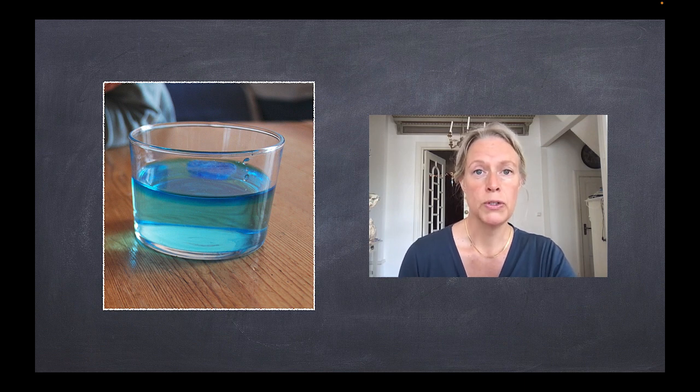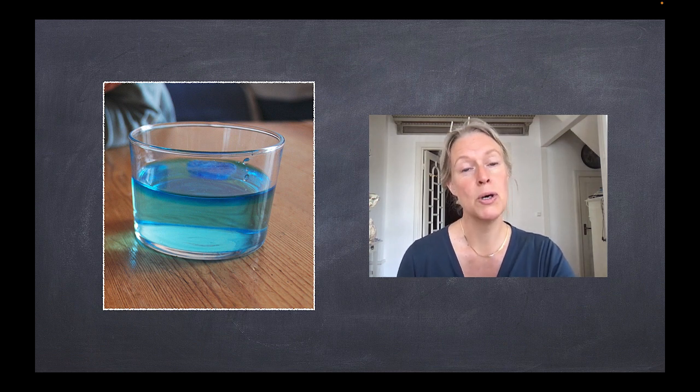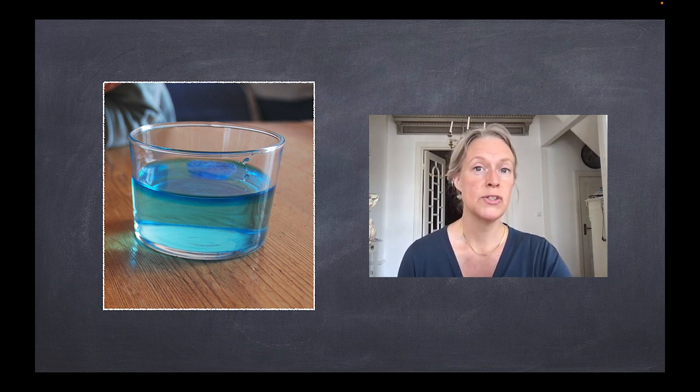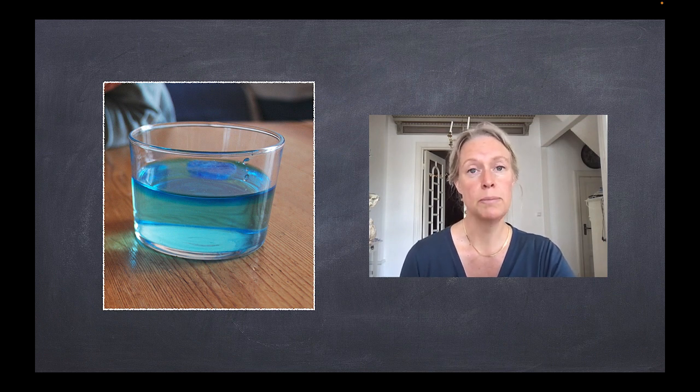And in the fresh water, when the ice melted, the blue dye, in other words, the cold water, went to the bottom of the glass, whereas in salt water, it stayed on top. And this is because salt water has a higher density than cold fresh water.